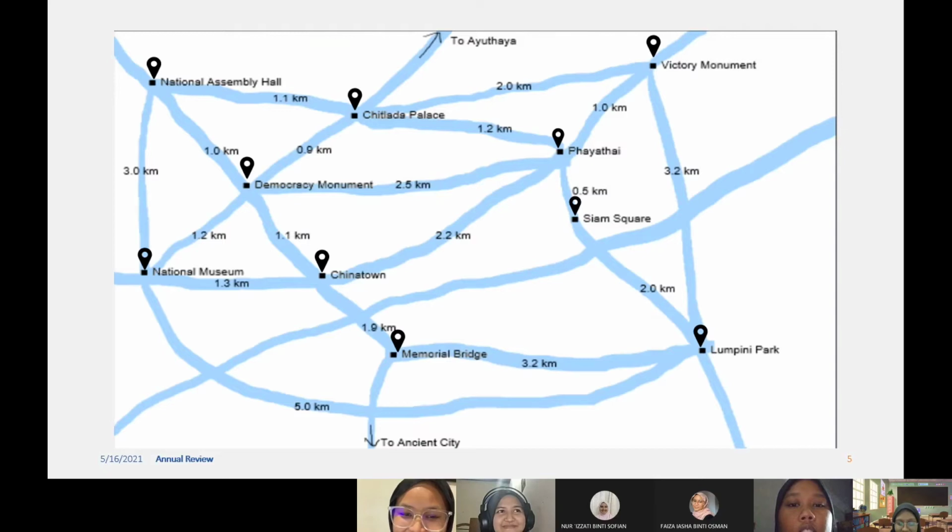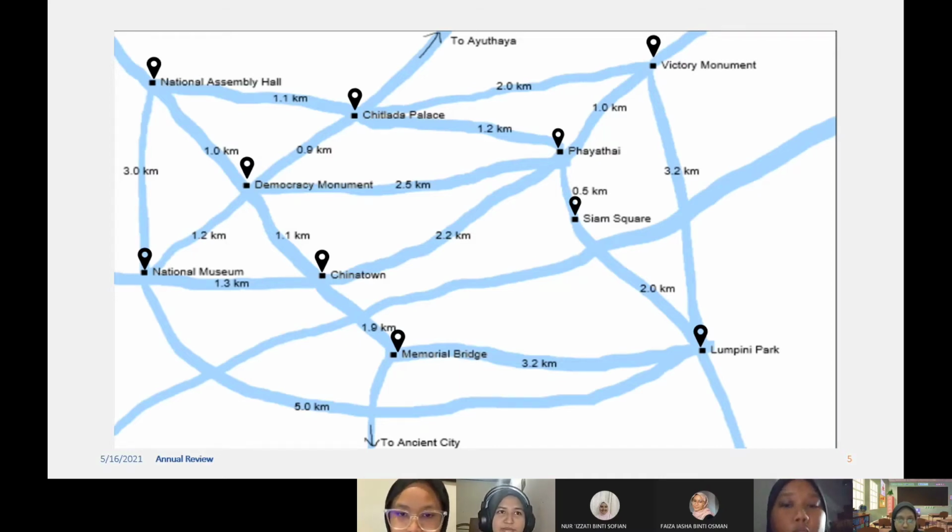This is the map of Bangkok that we chose. This is the location of the cities, which act as the vertices, and the length of the roads. The routes act as the edges between the vertices.